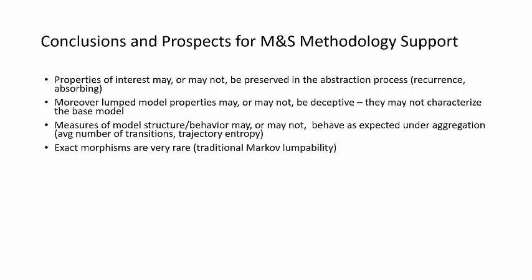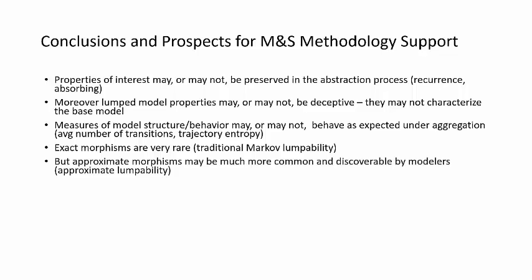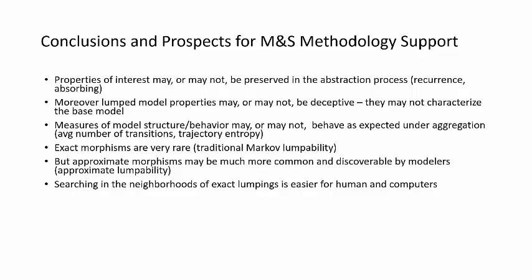Exact morphisms are very rare. They are more like points in a space of searching for good lump models. And traditional Markov lumpability is an example. But approximate morphisms may be much more common, and that supports discoverability by modelers. And the approximate lumpability in the Markov case we illustrated may be, for example, about 20% probable in finding a reasonable partition. So searching the neighborhoods of exact lumpings may be much easier for both human and artificial intelligence modelers.